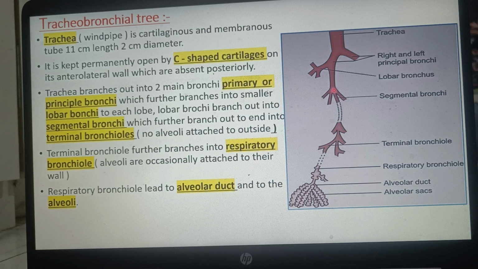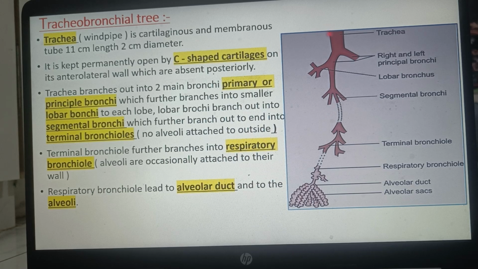branch out into lobar bronchi, and these lobar bronchi then lead to many segmental bronchi. These segmental bronchi further branch out into terminal bronchioles. The terminal bronchioles lead to respiratory bronchioles, and alveoli are occasionally attached around these respiratory bronchioles. Around the terminal bronchioles, there are no alveoli, but around the respiratory bronchioles, a few alveoli are attached around their wall. The respiratory bronchiole leads to the alveolar duct, and alveolar ducts lead to alveoli.